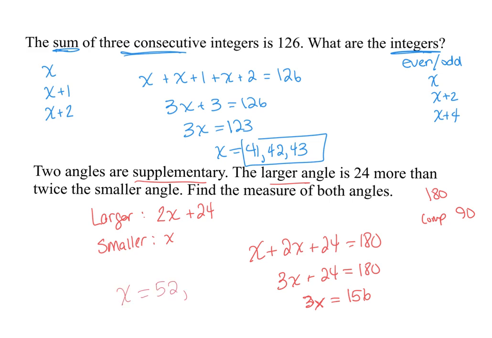Now remember, these are supplementary, so they should add up to 180. So once I know one, I'm just going to take 180 minus that one, and I will get my second angle here. So those are my 2 angles.